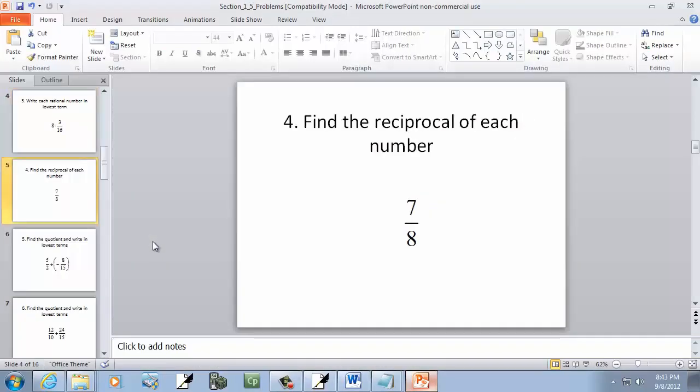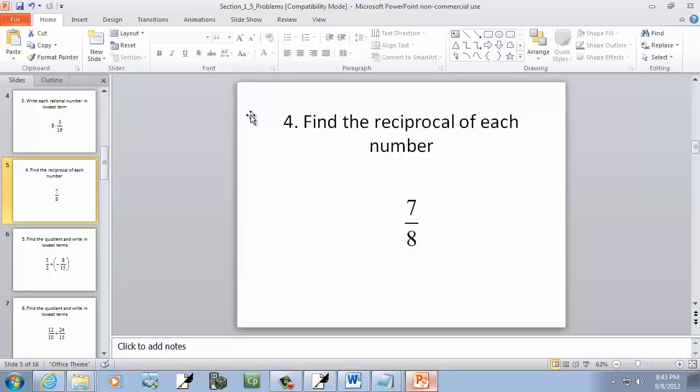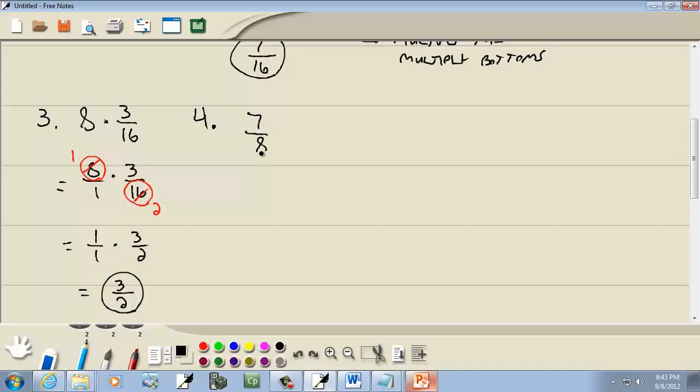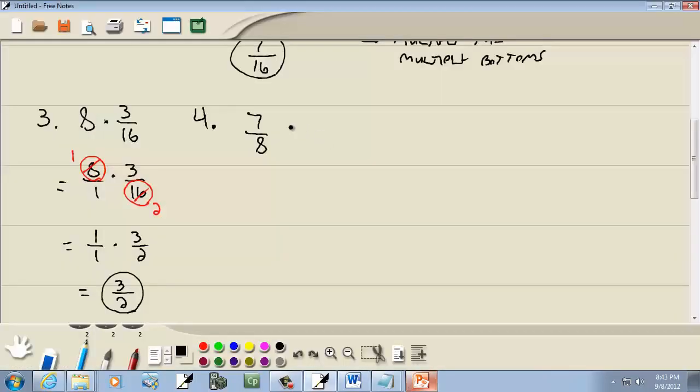Now we looked at this next topic in the last section, but it's used here, so let's reintroduce it. It says find the reciprocal of each number. Well, reciprocal just means the fraction flipped. So 7/8 becomes 8/7. So again, you just flip them.